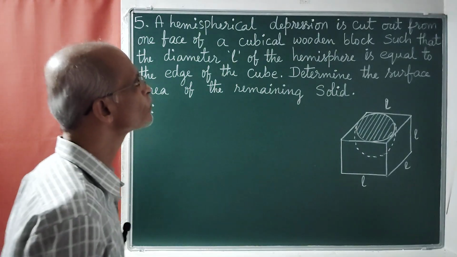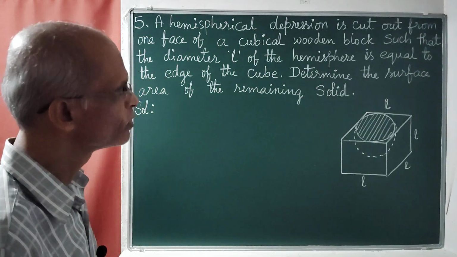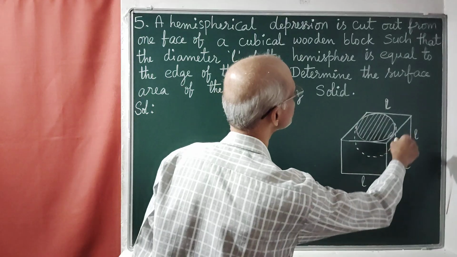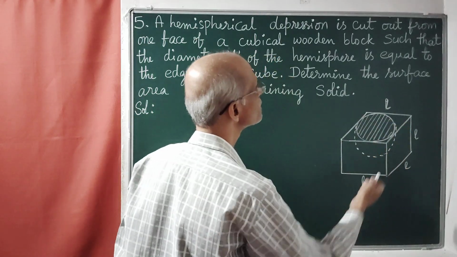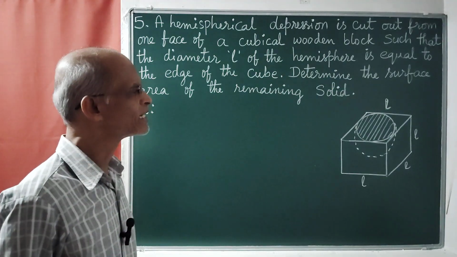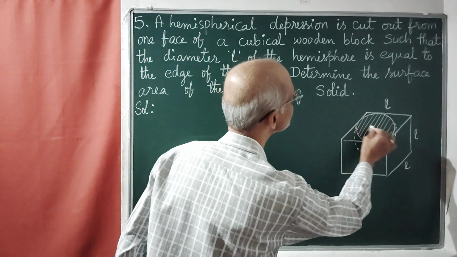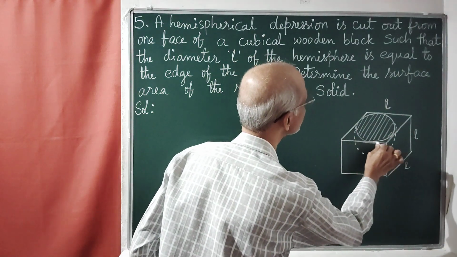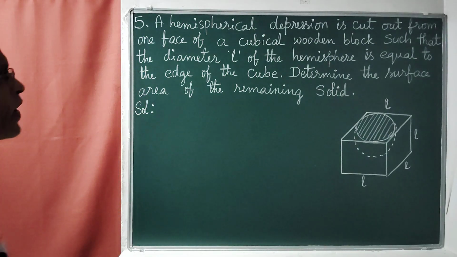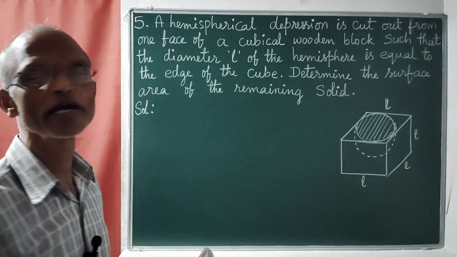So here we have a cubical wooden block. From that cubical wooden block, a hemisphere has been scooped out. Here the diameter of the hemisphere is equal to the edge of the cube, that is L. Now we have to find the surface area of the remaining solid.